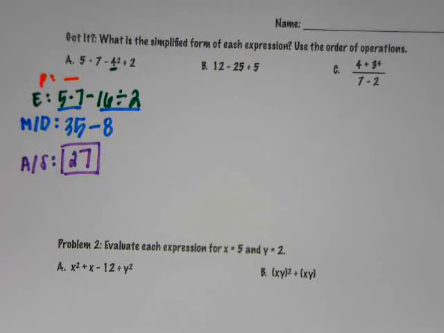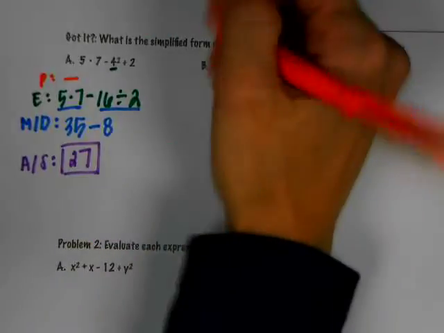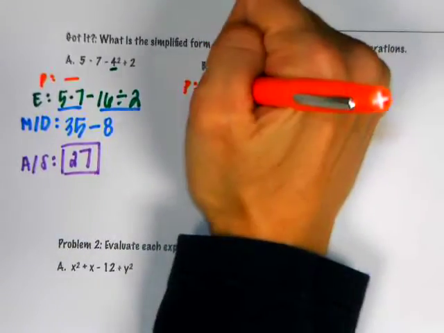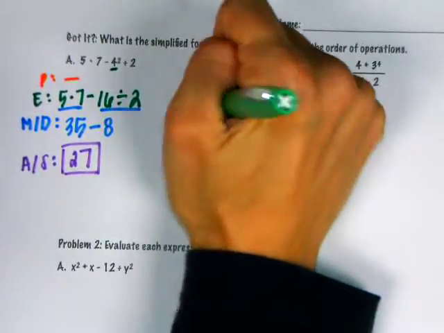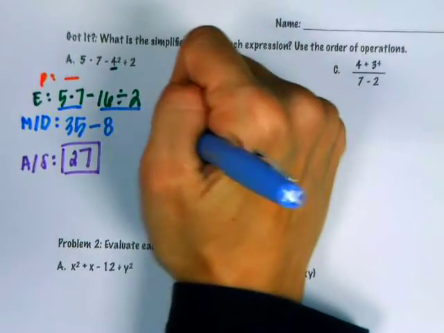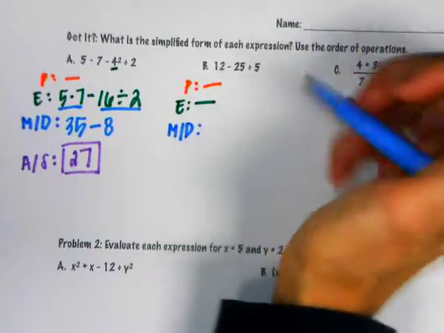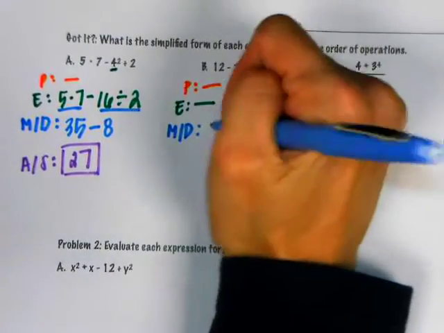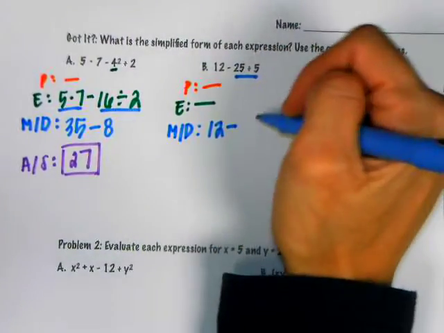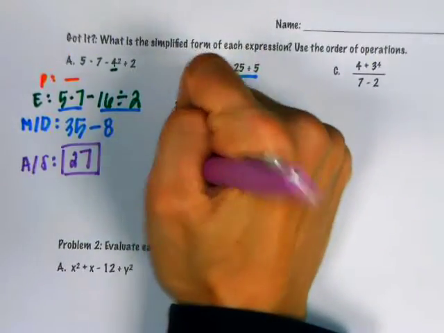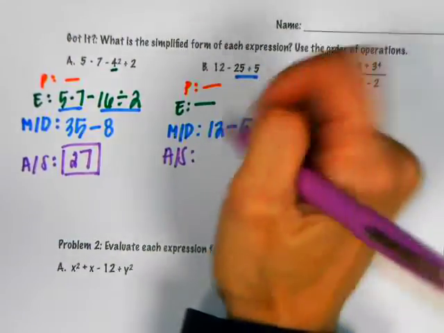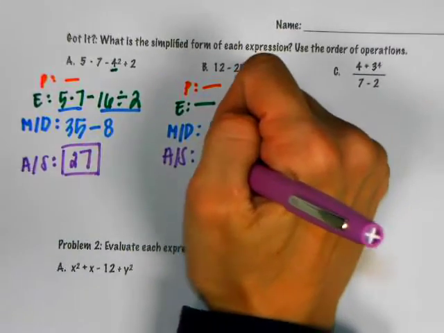All right, good. All right, next one. Parentheses, nope. Exponents, nope. Multiplication and division, yes. This division right here. So 12 minus, what's 25 divided by 5? 5. And finish with addition, subtraction. What's 12 minus 5? 7, yeah.